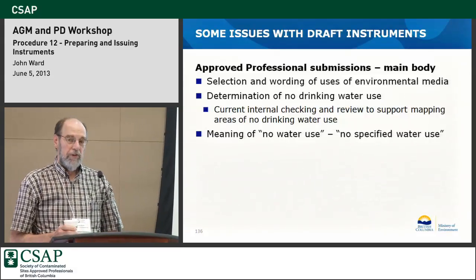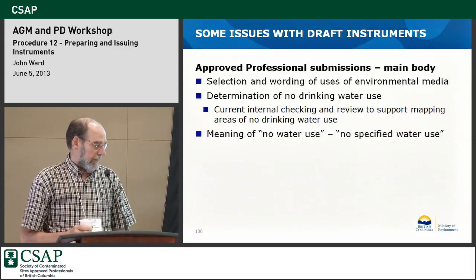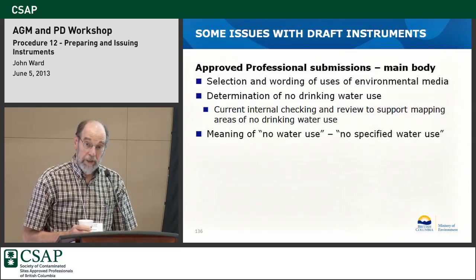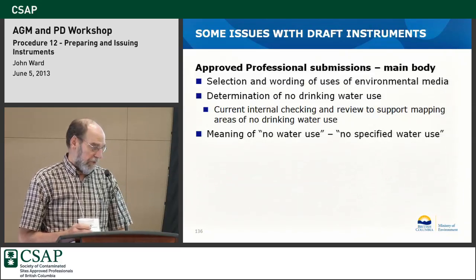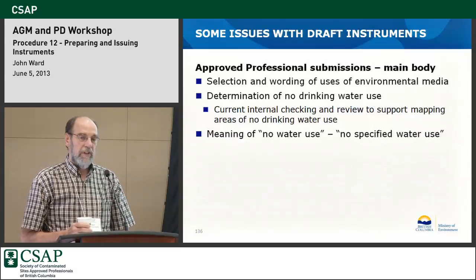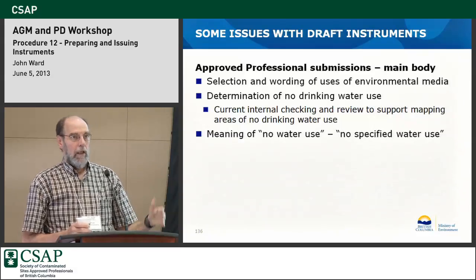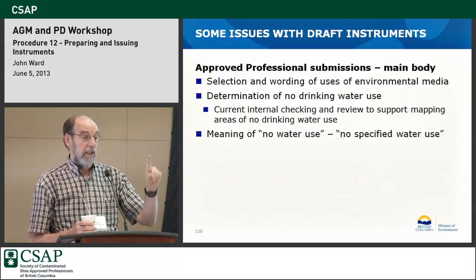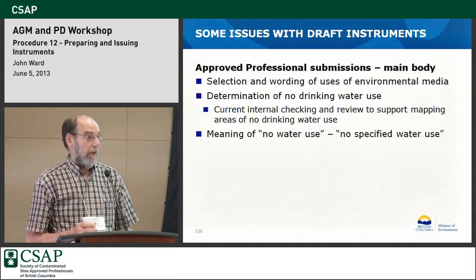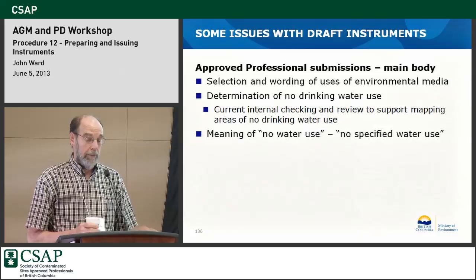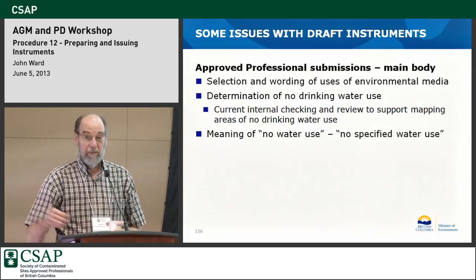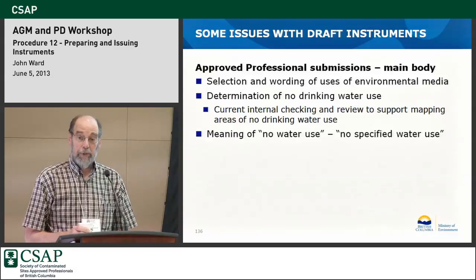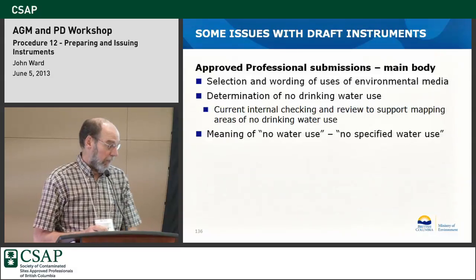So here are some issues with the draft instruments now. Just some things that I've come across, and they're not really common, but they do come up. The first is the uses of the environmental media. I've seen summaries of site condition with parkland, urban parkland, and residential land uses ticked off as being uses that apply, but when you look at the instrument, there's just one of them. So it's kind of a gap. We'll wonder, what happened to urban parkland, for example?